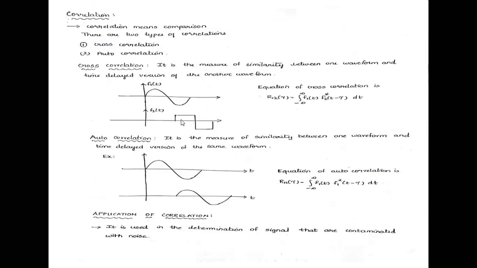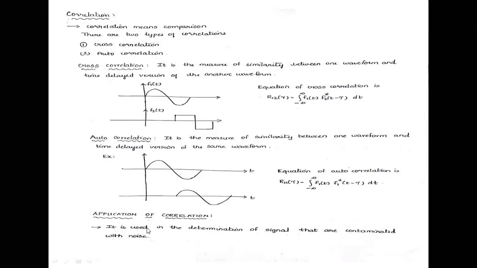The only difference is that autocorrelation involves 1 and 1, and cross correlation involves 1 and 2. Take the two functions, f1 of t and f2 of t; one can be a complex function. In autocorrelation, both are similar functions. The definition is a measure of similarity between one waveform and the time delayed version of the other. If there is any time delay, it is an orthogonality function, so when both are equal we get the orthogonality function.